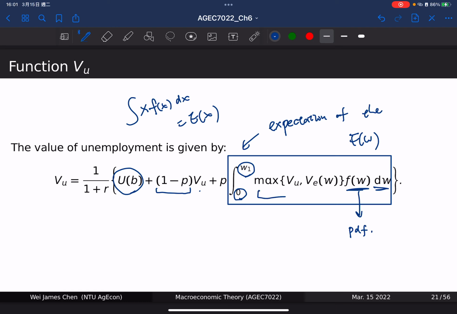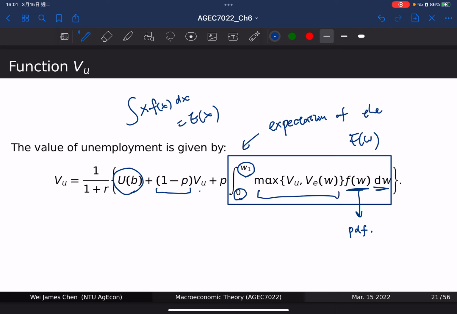And the function here looks a bit weird. It is a max function, max over VU and VE of W. The reason why it looks like this is because it's possible that I'm going to receive different job offers, right? It's not that I will take every job offer.